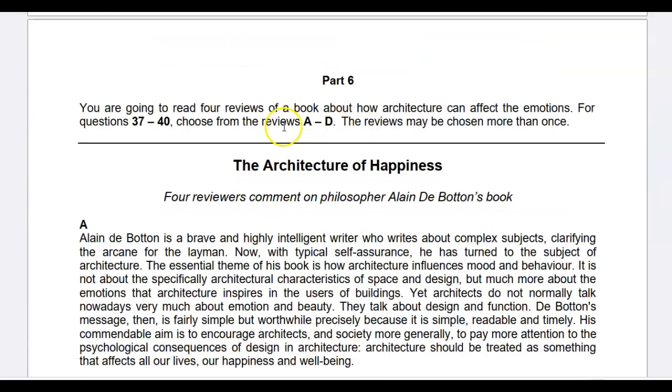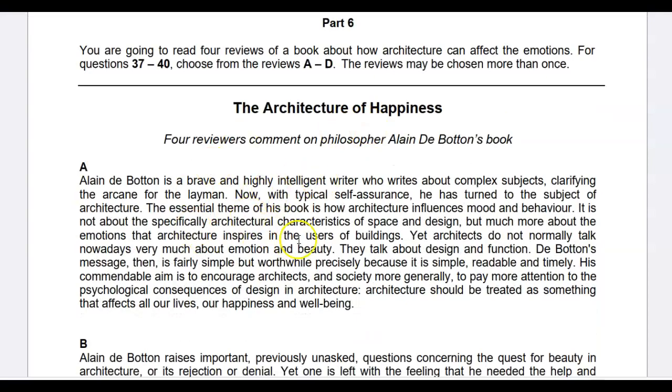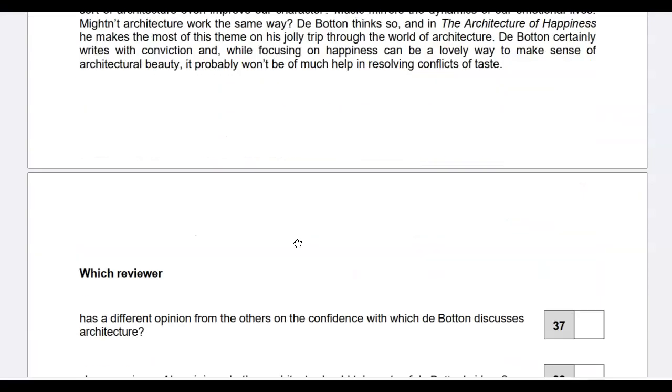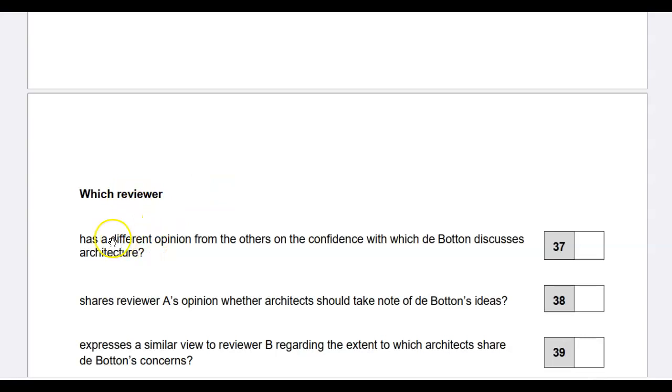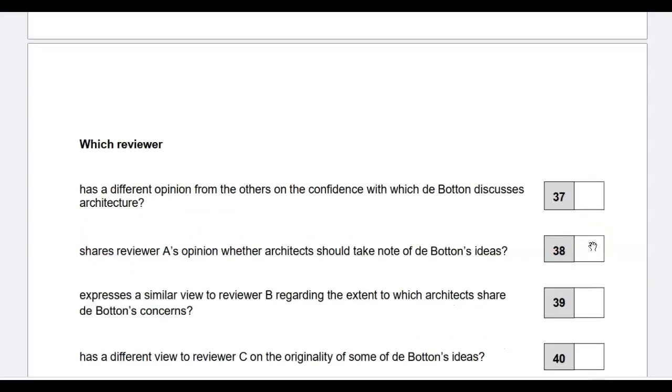Then part 6, we're going to read 4 reviews of a book about how architecture can affect the emotions, for questions 37 to 40. Choose from the reviews A to D. So here we have the 4 texts, 4 paragraphs, which review, and here we have the answer, and you are going to choose either A, B, C, or D.